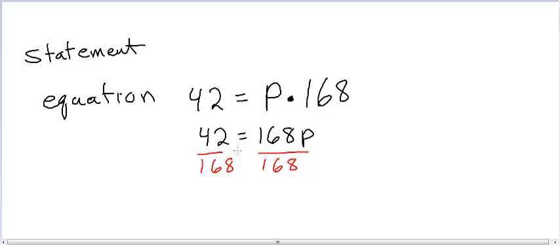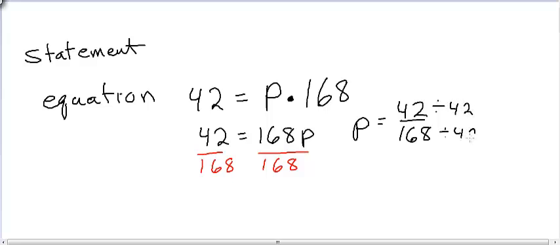Now I want to simplify. I have P is equal to 42 over 168. I want to see if there's anything that can divide into 42 and 168. And the largest number that can do so is going to be 42. 42 goes into 42 once. 42 goes into 168 4 times.